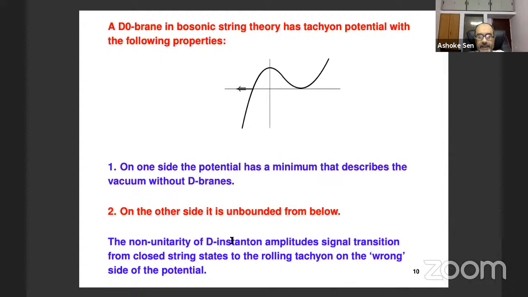And for the non-unitarity of the D-instanton amplitudes that they found, they could identify what it was transiting to. And the answer that they found, again by knowing the results in the matrix model, is that this signals a transition from closed string states to the rolling tachyon on the wrong side of the potential. So there are similar rolling tachyon solutions on this side of the potential, and the non-unitarity basically comes because the closed string states can make transition into these states.